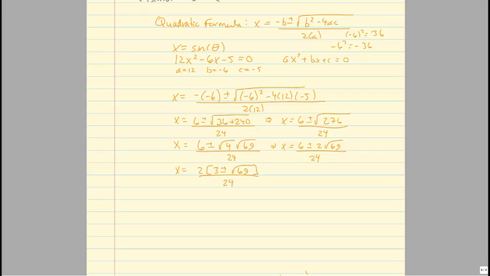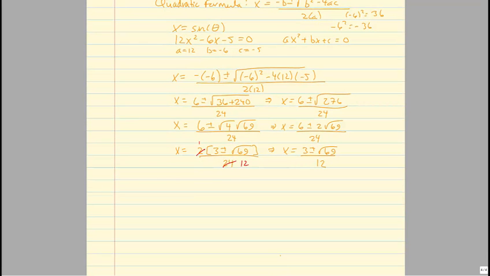And then the cool part about this is the 2 cancels into the 24 12 times. And so this is a little simpler, but I still have a fraction, so I don't know what we gain by simplifying. But this is a little simpler to look at. So this is what the expression is that I have. Now we have to remember what was x? X was sine of theta from up here. So x was sine of theta.